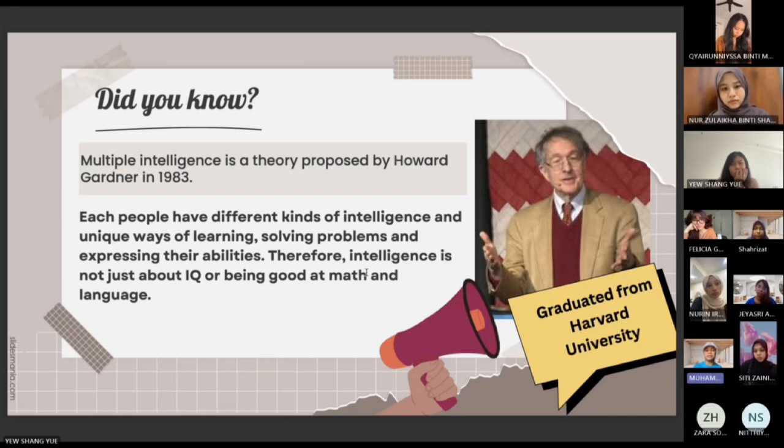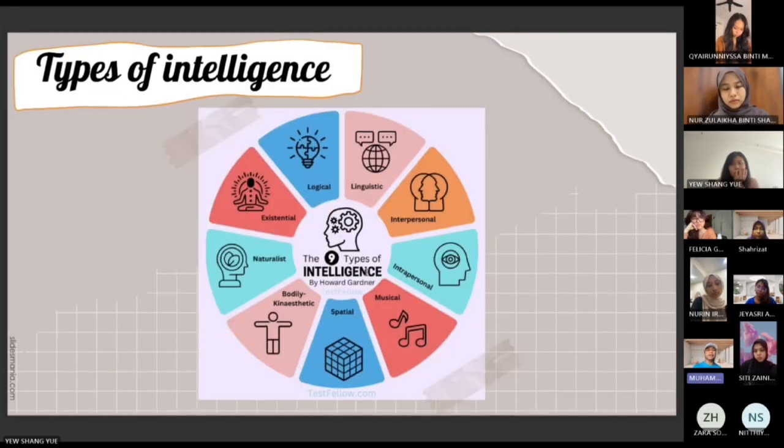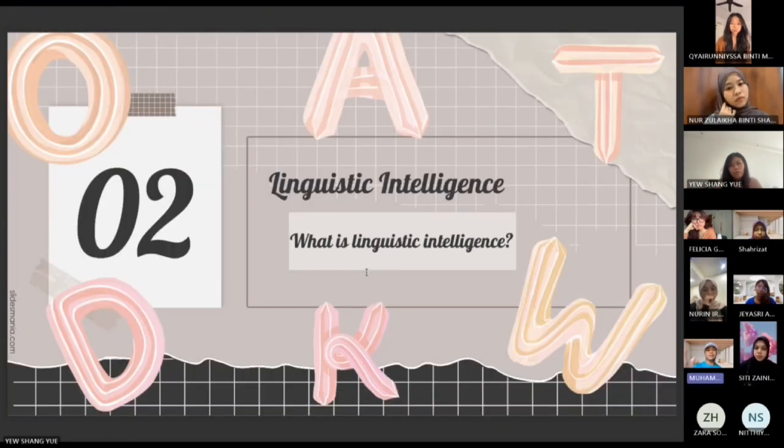Next page. These are the types of intelligence. We have nine types of intelligence. We have logical, linguistic, interpersonal, intrapersonal, musical, spatial, bodily kinesthetic, naturalist, and existential. But for this presentation, we're only going to focus on three, which are linguistic, musical, and spatial.